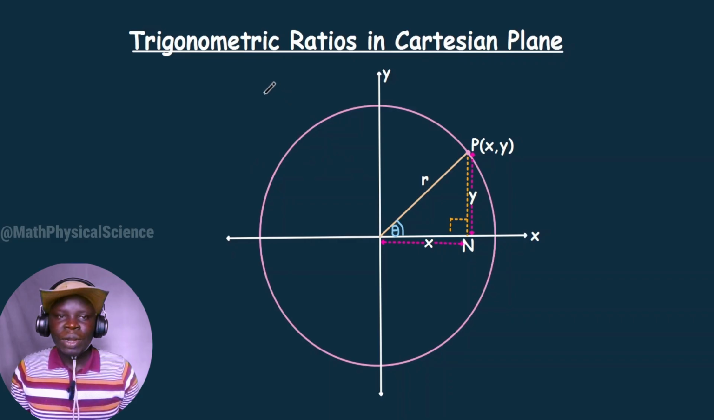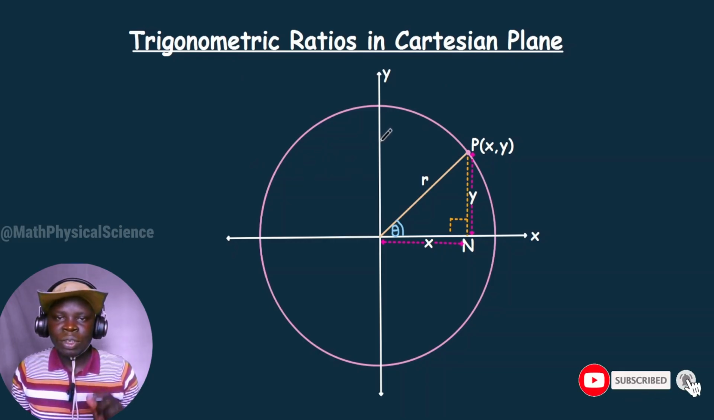On our board, we are looking at trigonometric ratios in the Cartesian plane. Today I'm going to teach you how to identify acute angles from the Cartesian plane and how to effectively use it to calculate ratios like cosine, sine, and tangent.